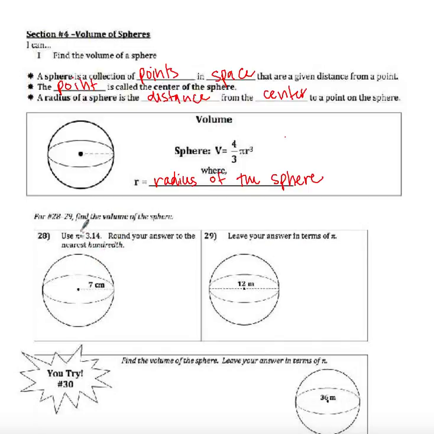So for number 20, it says use pi equals 3.14, round your answer to the nearest hundredth. In our picture of our sphere, we can tell that our radius is 7, so r equals 7. Using the volume formula for a sphere, 4 over 3 pi r cubed, we plug in the 7 for r, so 4 over 3 pi times 7 cubed. It asks us to use 3.14.